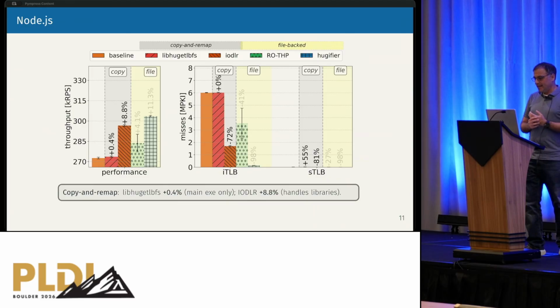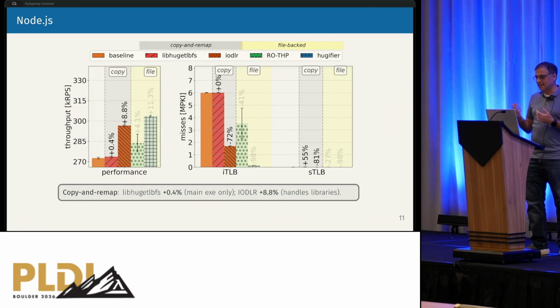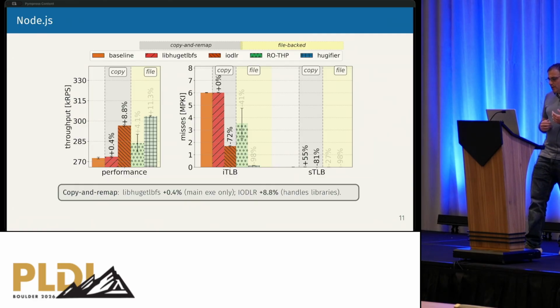On the right pane, we can see how many TLB misses we have, in misses per kilo instructions. We have the iTLB, which is the level 1 TLB, and the STLB, which is the second level TLB. When we compare libhugetlbfs and IODLR to baseline, we see that libhugetlbfs does not provide any benefit in this workload. The reason for that is that this workload is dominated by libraries, and libhugetlbfs does not promote libraries to use huge pages.